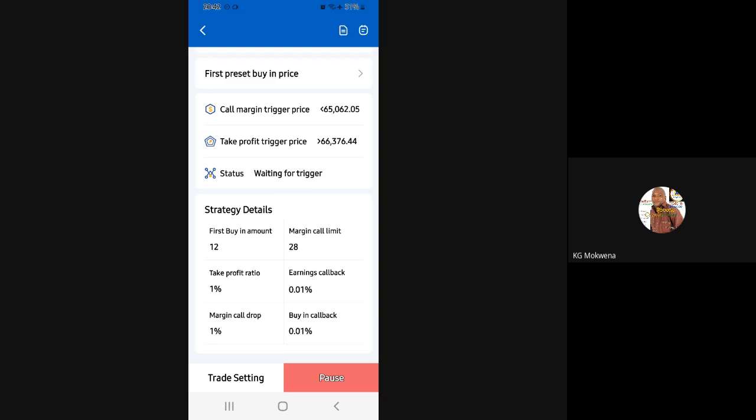So now, with that being said, we have seen that margin call drop is 1%. So 1% shouldn't give you a headache as a trader. Allow the market to drop 1% so that the robot can place the margin call for you, can buy for you, for instance. That's what it is. In this case, take profit trigger price.